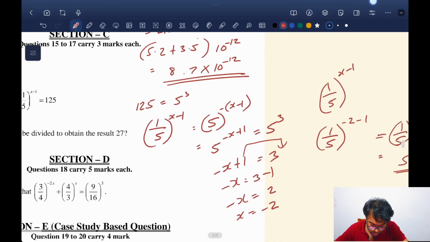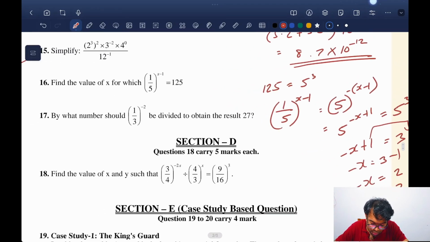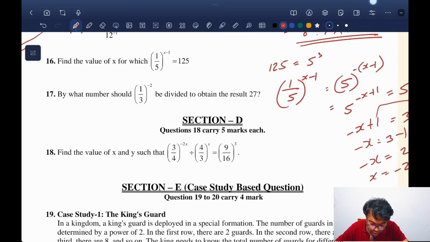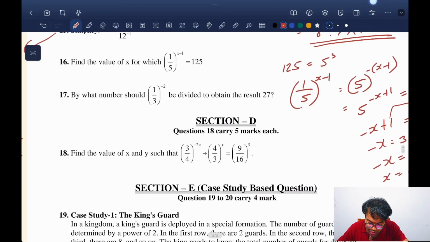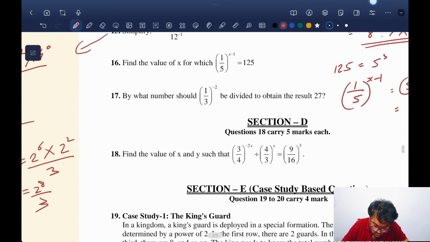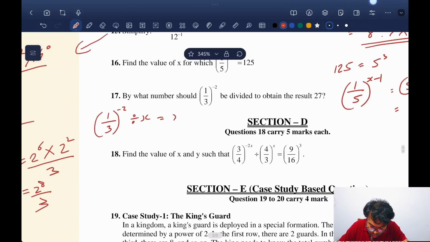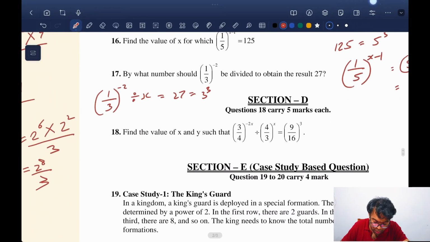Okay, move ahead. By what number should 1/3 the whole to the power minus 2 be divided to obtain the result 27? So 1/3 the whole to the power of minus 2 divided by x should be equal to how much? 27, which is equal to 3 cubed, right? So how can we write 1/3 the whole to the power minus 2? We can write 3 to the power of 2, divided by x is equal to 3 cubed.